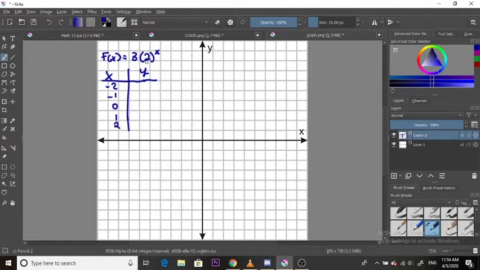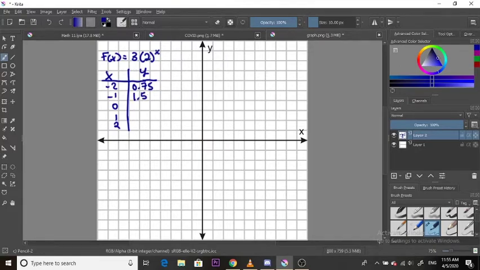When I plug this in here, I want to do my exponent first before I multiply it. You can't multiply and then do the exponent. You always have to do the exponent first. Remember, BEDMAS, order of operations. So 2 to the exponent of -2 times 3 is going to give me 0.75. And then when I put 2 to the exponent of -1 times 3, it's going to give me 1.5.